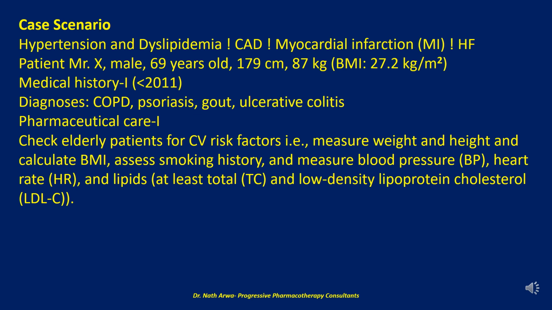Let's now look at a case scenario. Hypertension and dyslipidemia led to CAD, which led to myocardial infarction, which led to heart failure. Patient Mr. X, male, 69 years old, 179 centimeters, 87 kilograms, has a BMI of 27.2 kilograms per meter squared. Medical history I, before 2011. Diagnoses: COPD, psoriasis, gout, ulcerative colitis.